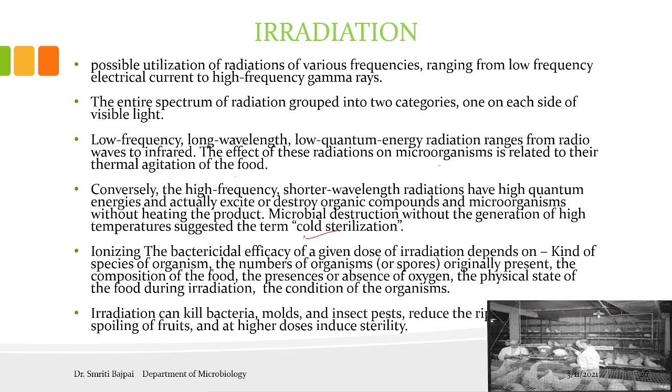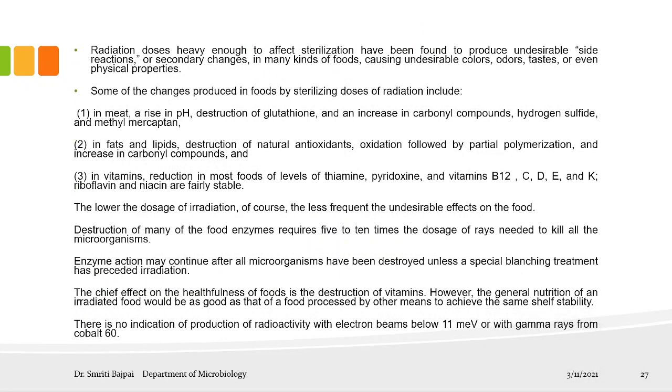The ionizing bactericidal efficacy of a given dose of irradiation depends on the kind of species present, the number of microbes present, the composition of the food, the presence of oxygen, the physical state of the food, and the condition of the organism. Irradiation can kill bacteria, mold, insects, and pests, and it can reduce ripening time and spoiling of fruits, and at high doses it induces sterility. That is also very important. So the proper dose should be given.